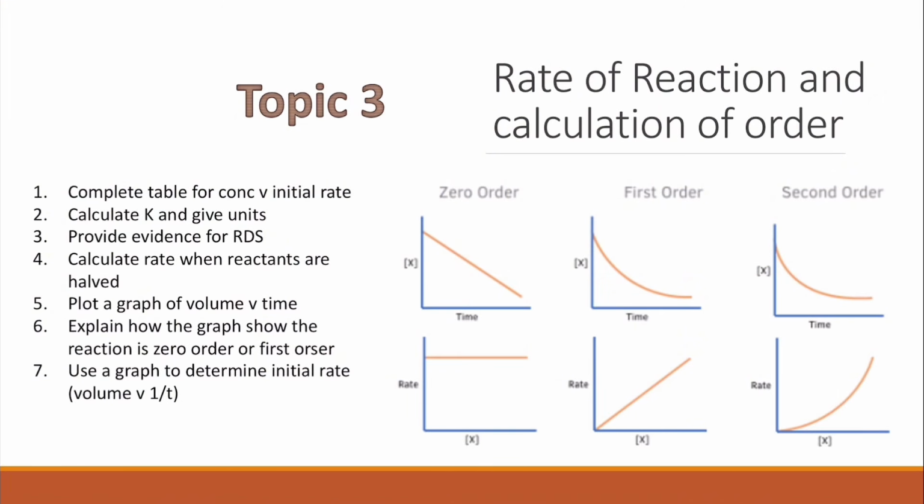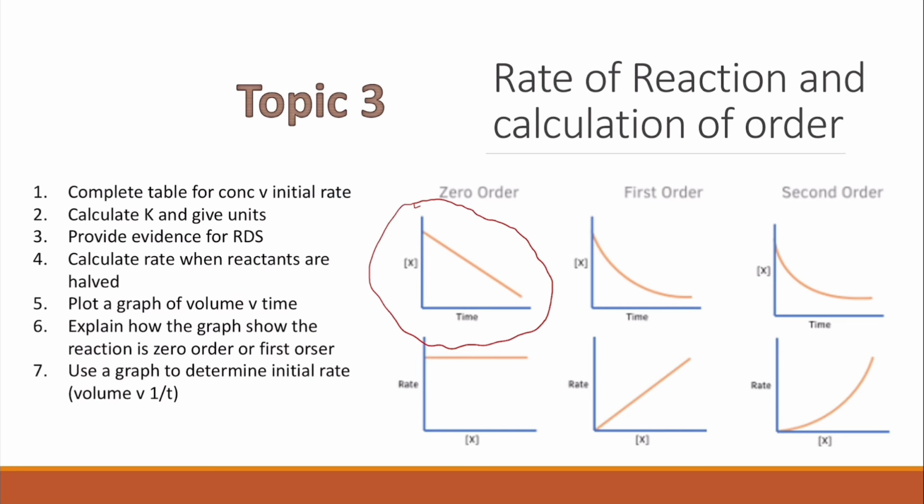So the evidence is always that the reactants which are mentioned in the rate equation have been involved in the rate determining step. Calculate the rate when the reactants are halved or doubled or whatever. They can ask you to calculate the rate if one or another of the reactants changes. Plot a graph of volume versus time, so they can give you the values for a specific experiment and ask you to plot the graph, or explain how the graph shows that the reaction is zero order, like this one. If you plot, for example, the volume or the concentration versus time, it's going to be a straight line, which means that the reaction is zero order because the gradient doesn't change, which means the rate doesn't change with the concentration. Use a graph to determine the initial rate.